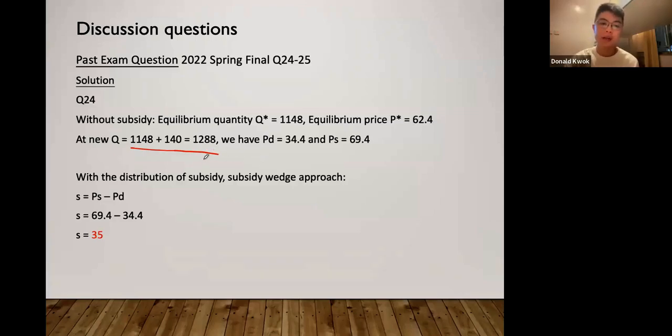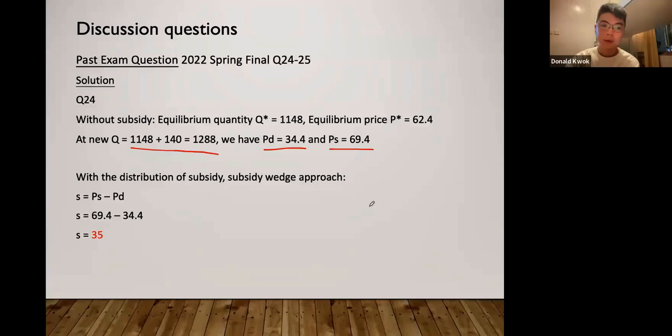So how can you do that? We just plug in this quantity, 1288, back into the demand and supply function respectively. Then we have PD 34.4 and PS 69.4. So the difference between PS and PD will give us the result. The per unit subsidy required is $35.